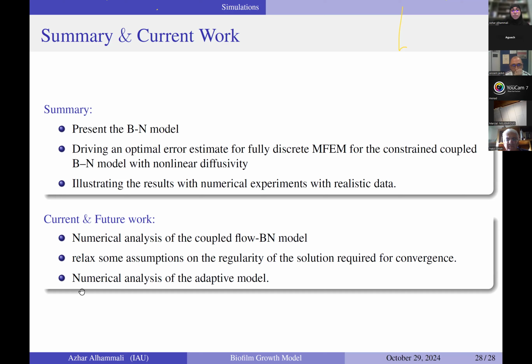And future work is to numerically analyze the adaptive model that takes care of selecting alpha, the strength of the spreading. And thank you, and I'm open to any questions.